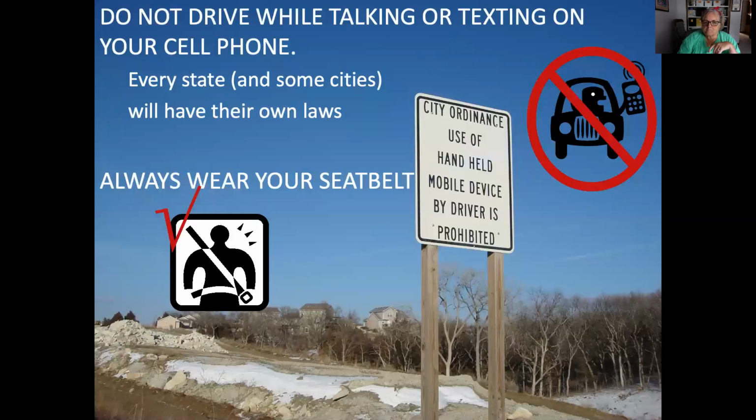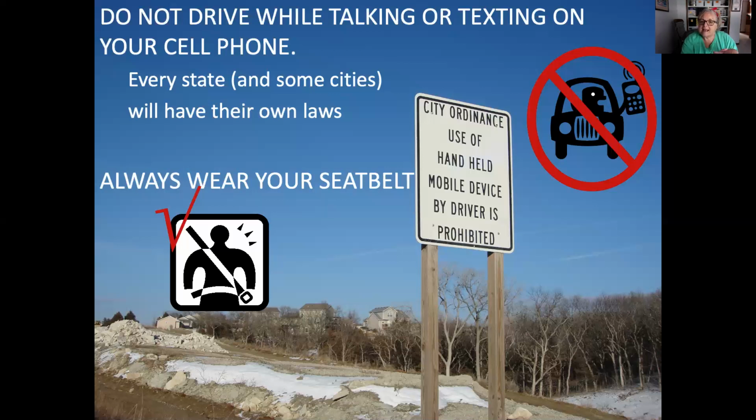In the state of Kansas, and in the city of Manhattan, you cannot drive your car while you are talking on your telephone or texting. You can talk on your phone if you are using completely hands-free, but you can never text and drive. And this means even if you are at a stop sign or a stoplight, you cannot be texting. You need to pull over and park if you're going to text.